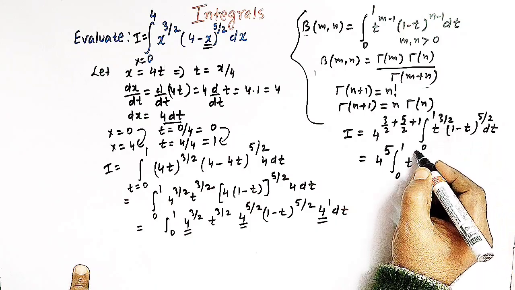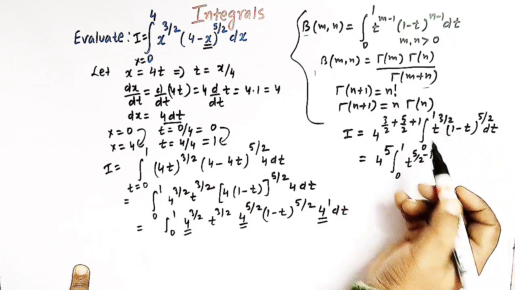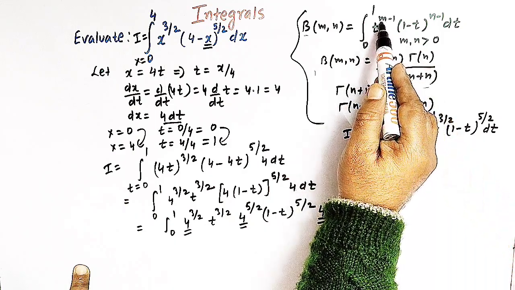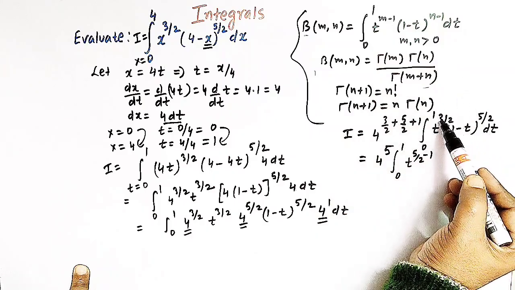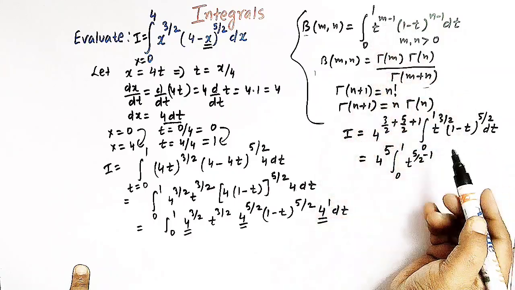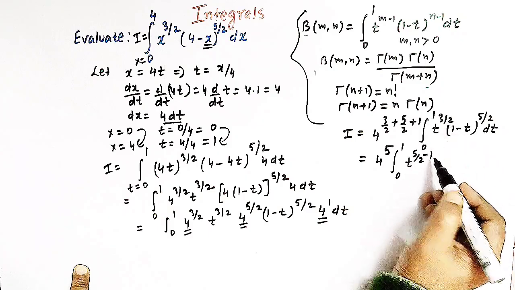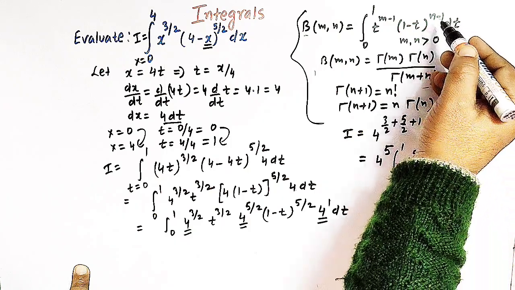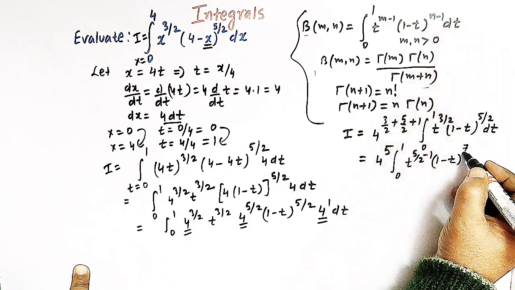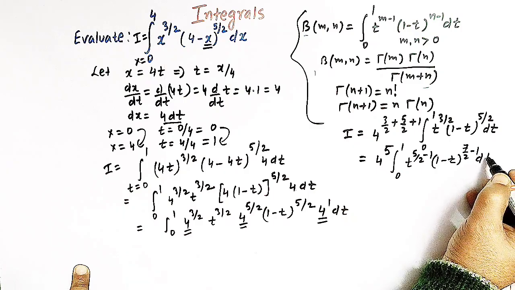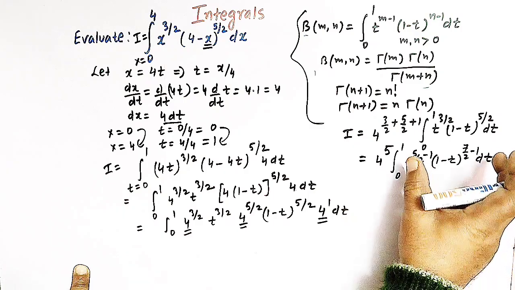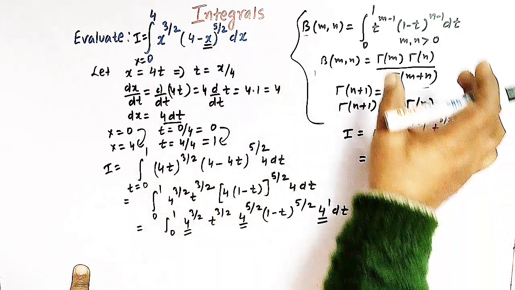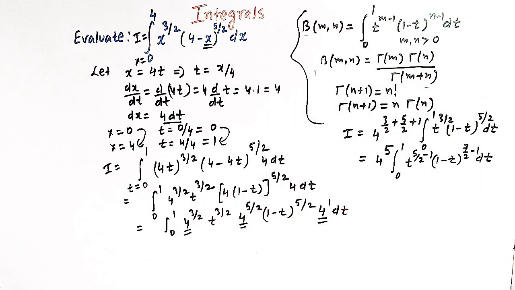So 3 by 2 can be written as 5 by 2 minus 1, because we have to write this exponent in the form m minus 1. So 3 by 2 is 5 by 2 minus 1. And similarly, here we have 1 minus t raised to 5 by 2, and 5 by 2 can be written as 7 over 2 minus 1. And here we have dt. So now this integral is converted into this form, which is similar to the beta integral.